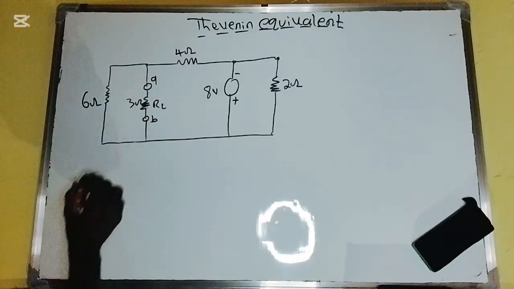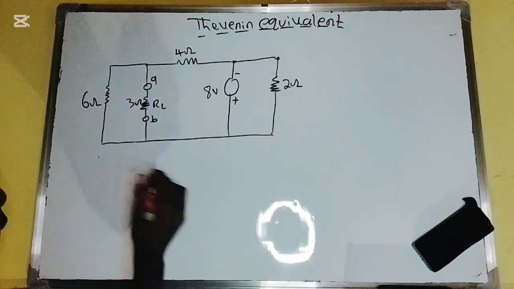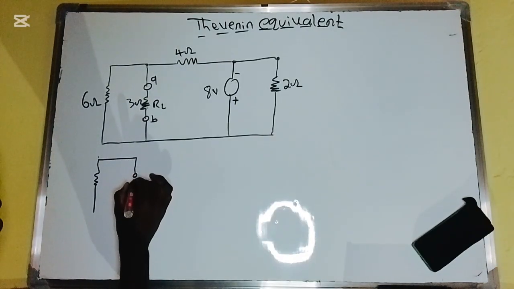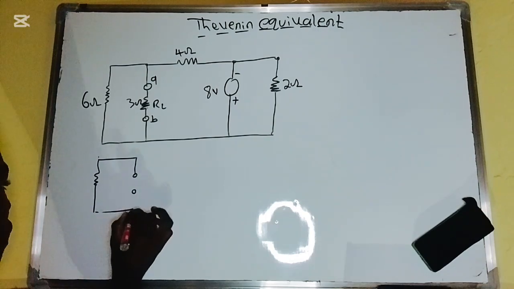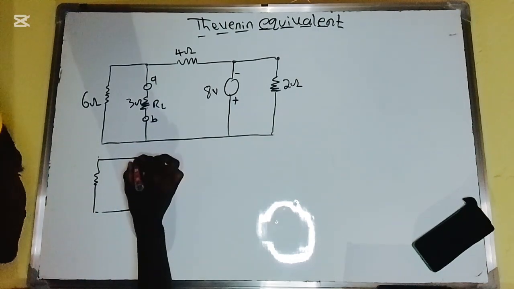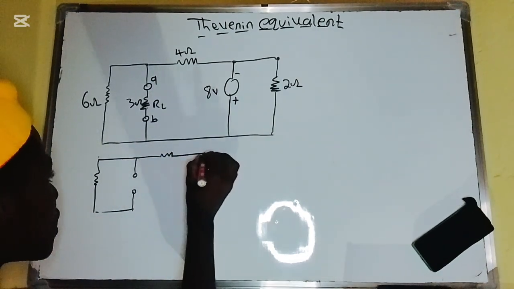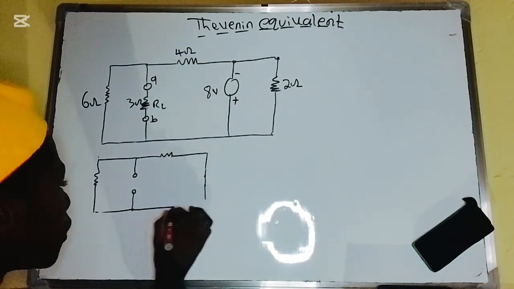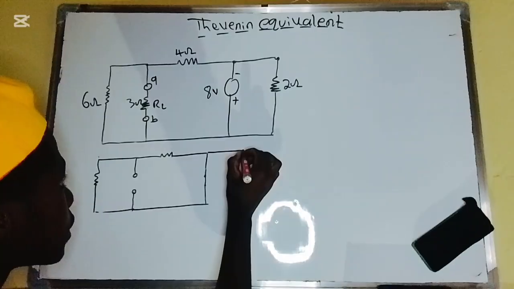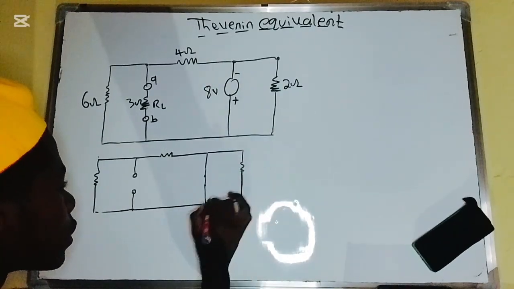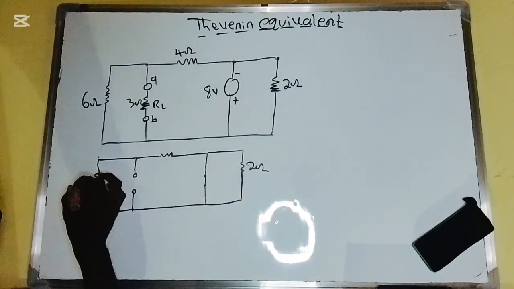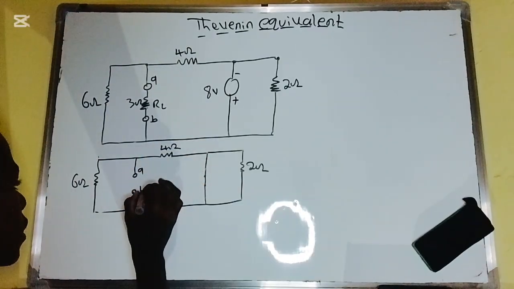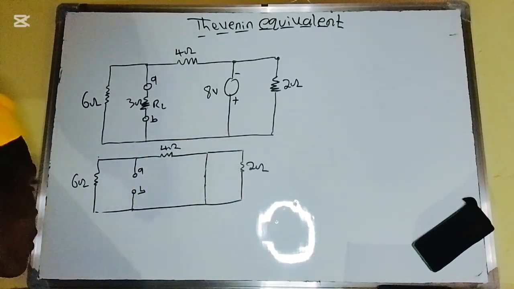So for now, let's redraw the circuit. We have to open circuit this, and we have the resistance, and therefore we have to short circuit this. We have the 2 amps current. This is 6 ohm, this is 4 amp, this is A, this is B. So therefore we short circuit this.